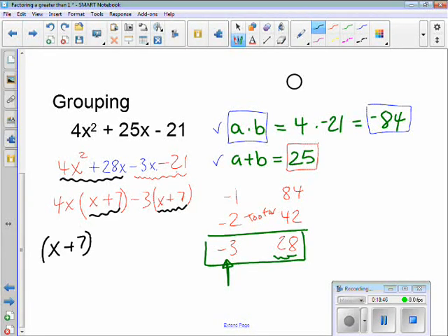This is what I was showing you before. They both have an x plus 7, and what's left over is the 4x. So I pulled the x plus 7 away from the 4x, minus 3, because I pulled the x plus 7 away from it. And there's my factors. X plus 7, 4x minus 3. And just like our guess and check method, we did it and got the exact same factors for it.